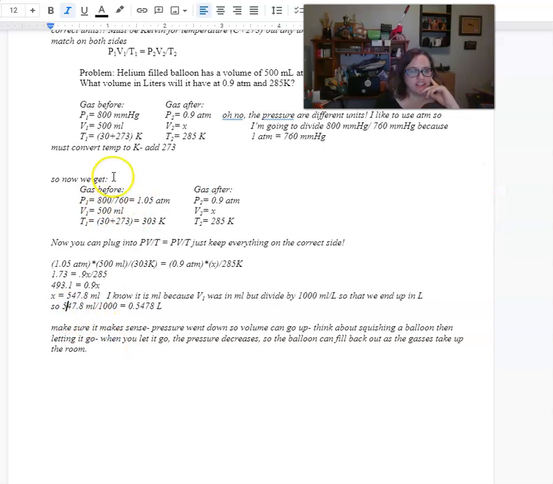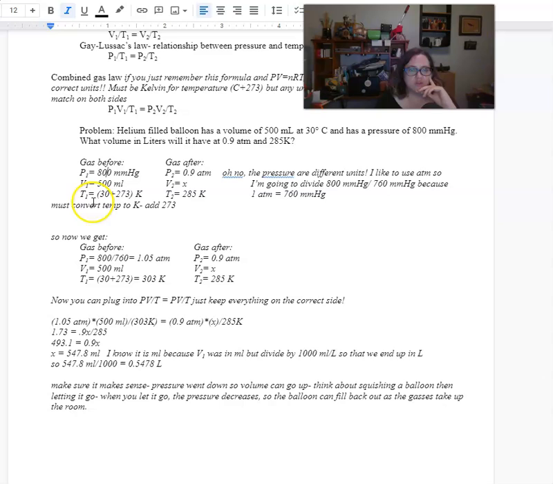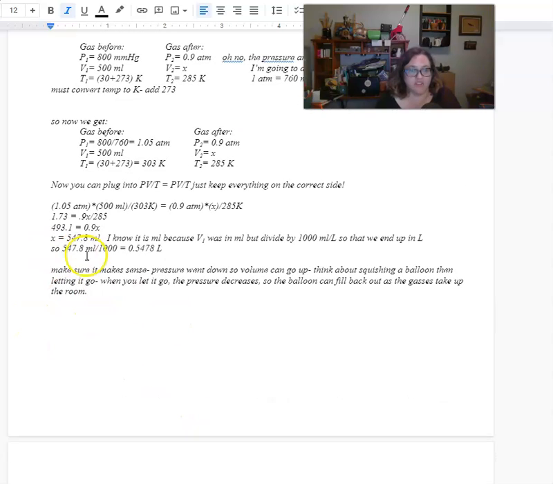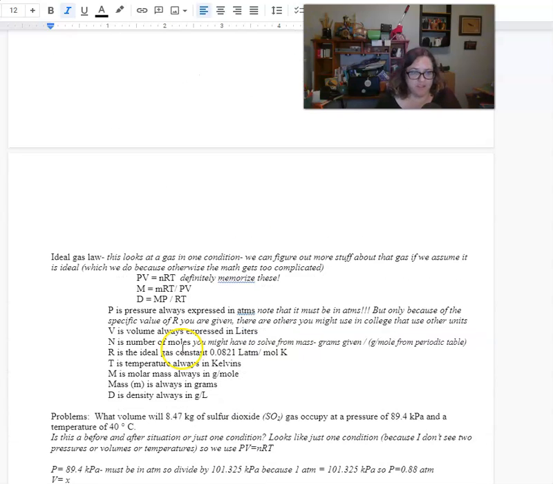Okay, so also make sure this makes sense. If pressure went down, it's like you have a balloon and you let it up so that it can fill up more. So volume should increase. So I should have something higher than 500. Oh, I have something higher. Then I did this right, because I did get something higher than 500. If you get something lower than 500, you maybe didn't divide where you should have, something like that. So be careful.